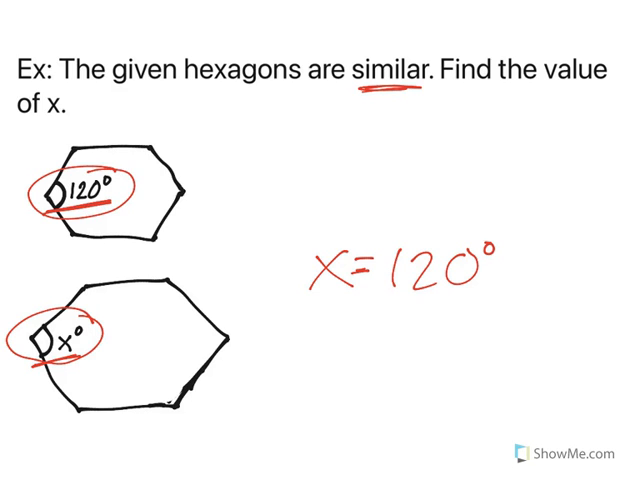So the corresponding sides are proportional in a ratio, right? They have the same ratio, so they're proportional, and that means that our corresponding angles are congruent. So that's another piece of similar polygons.